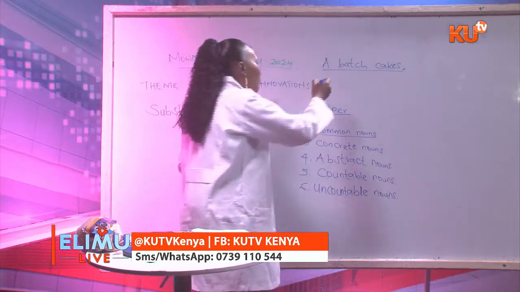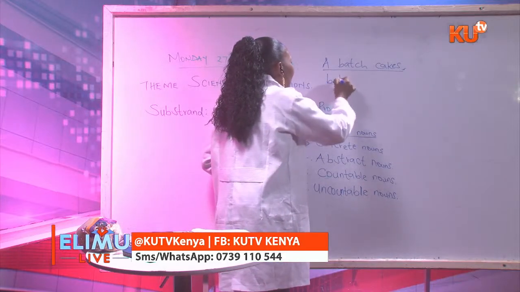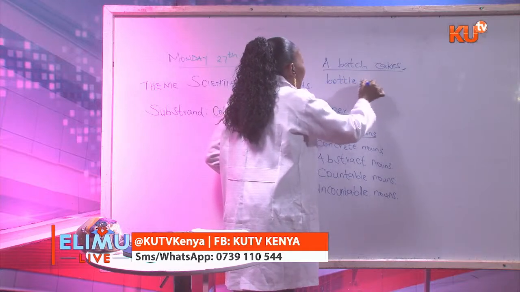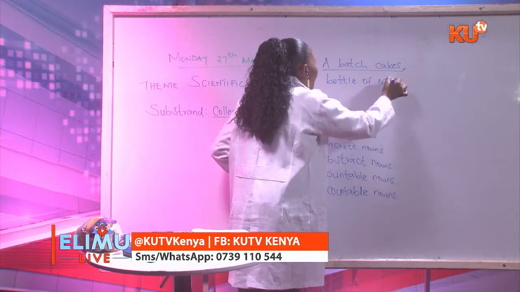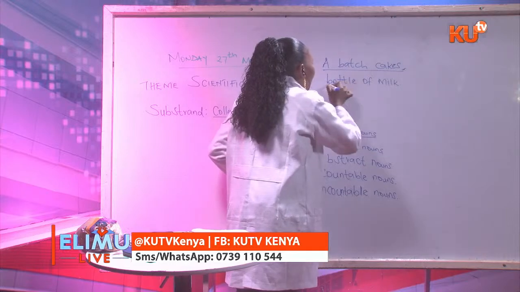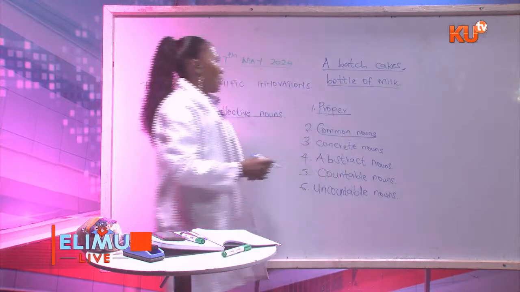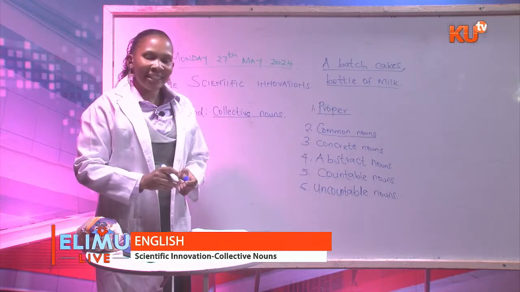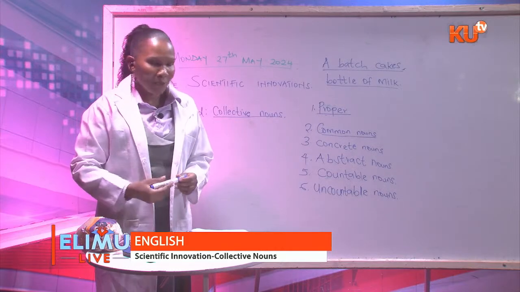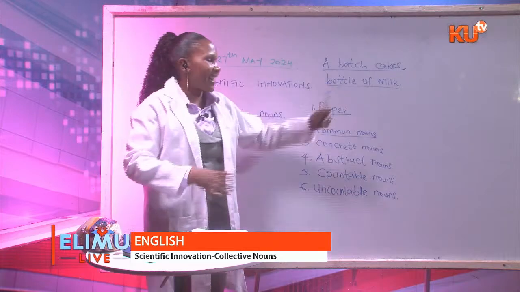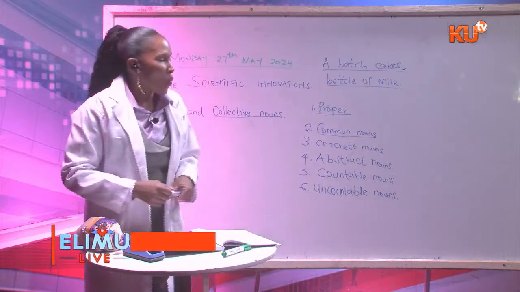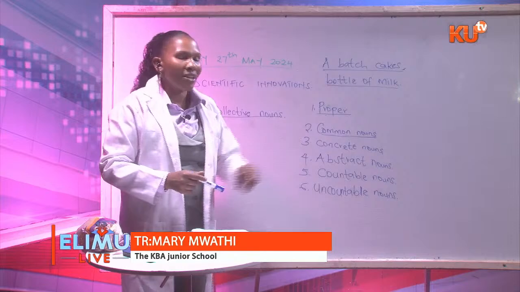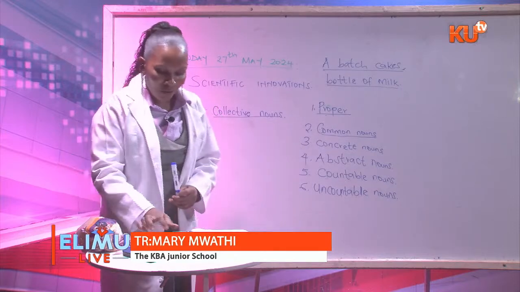A bottle of milk. Milk is an uncountable noun, but when we put it in a bottle, it is as one single unit. We view it as one single unit. We call it a bottle of milk.